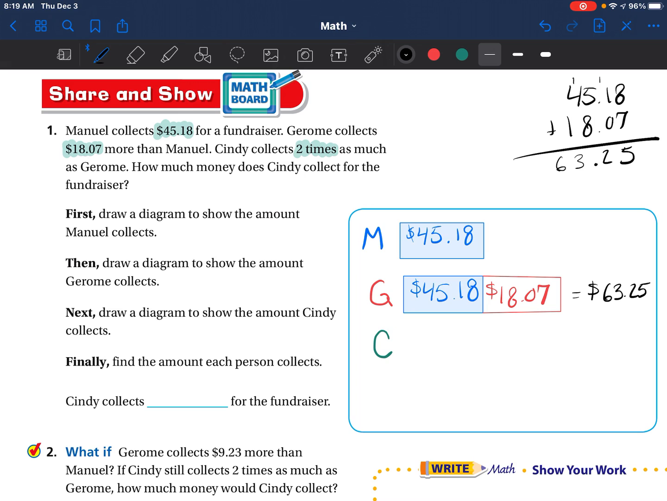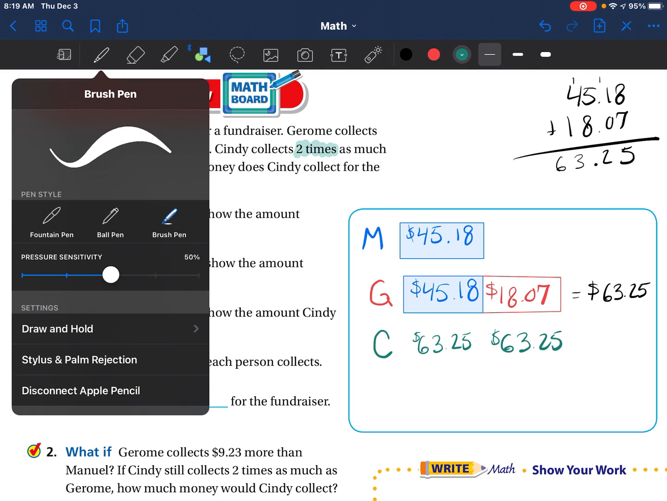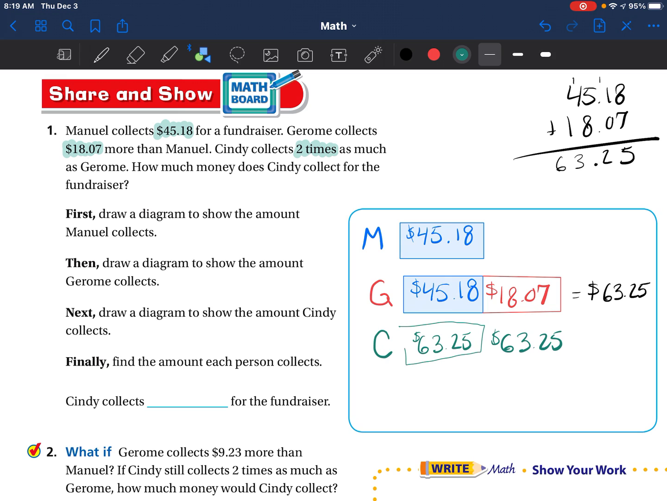And we know that Cindy is twice that amount. So she would have $63.25 in a block. And $63.25 again because she is twice as much. And then in order to find that final total, I would take $63.25 times 2 because it says she's twice as much.